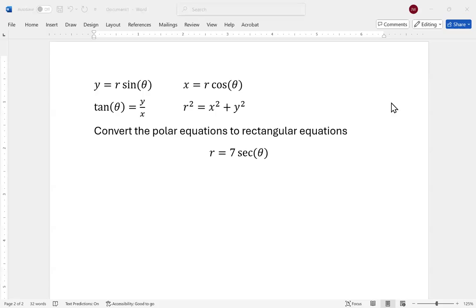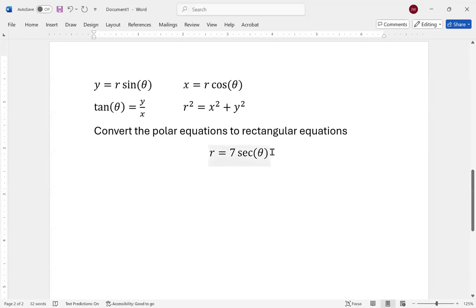Now, there's a number of different techniques we can utilize when converting from polar to rectangular. We're going to either need a tangent theta or an r squared theta, or we could also use an r sine theta or an r cosine theta. These top two are actually the more used versions. So here we have an r by itself. If I just square both sides, I get a secant squared on the right, which doesn't do a whole lot for me.